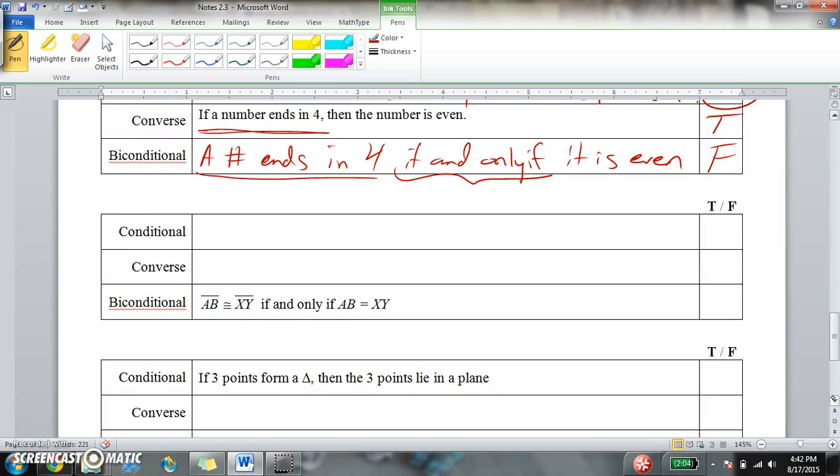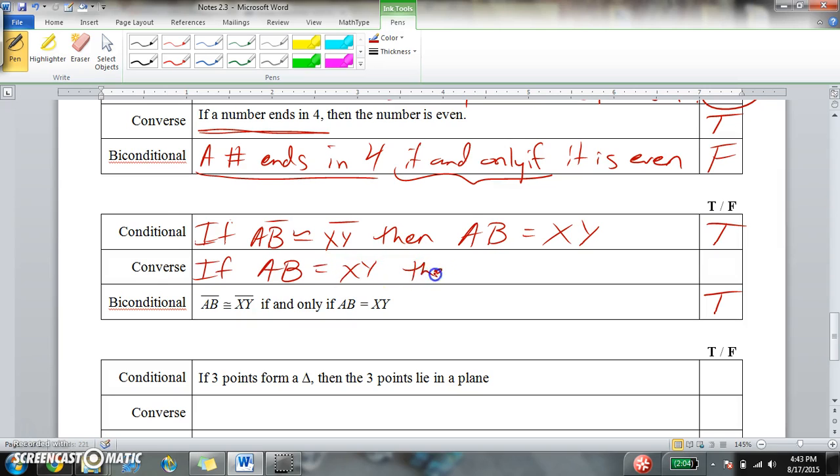Next one, the biconditional is segment AB is congruent to segment XY if and only if the distance between A and B equals the distance between X and Y. Well, that's a true statement if I just look at it, because two segments are congruent if their lengths or their distances are the same. The conditional would be if segment AB is congruent to segment XY, then AB equals XY. That's a true statement, and it's also true the other way. The converse, if AB equals XY, then segment AB is congruent to segment XY. All three of those are true.